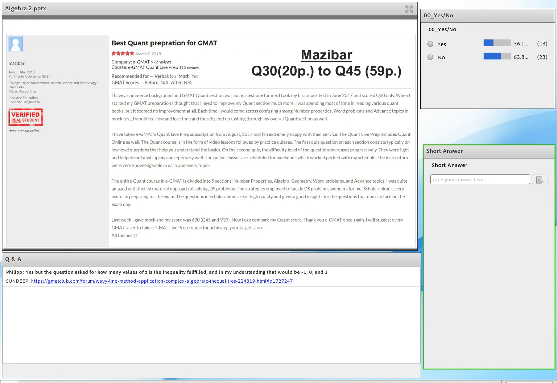Now, this third success story is of an individual who was extremely weak in quant. His starting score was Q30, a mere 20 percentile. Mazibar, and that's his BTG, Beat the GMAT forum name, spent a ton of time reading quant books, but he was not able to improve. He benefited from the progressive learning architecture at e-GMAT, in which he was able to cement his basics before taking on difficult questions. And in his case, his basics were not strong enough. When his basics were not strong enough, the system gave him the appropriate feedback. He was ultimately able to improve to Q45, which is 59 percentile in quant, and that was a huge improvement over his starting score.